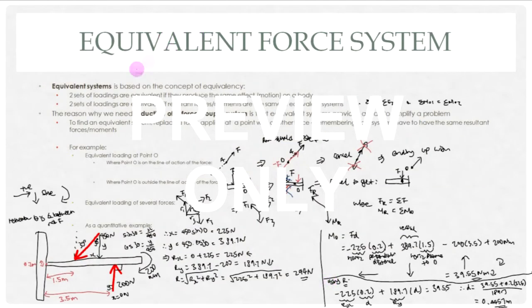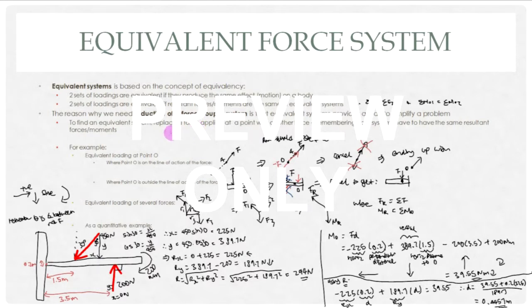Equivalent force system. So equivalent systems are based on the concept of equivalency. So two sets of loadings are equivalent if they produce the same effect or motion on a body, and two sets of loadings are equivalent if the resultant forces or moments are the same in the equivalent system. So that is, the sum of the forces before is equal to the sum of the equivalent forces, or the sum of the moments before is equal to the sum of the equivalent moments. The reason why we need to find the reduction of a force couple system is that equivalent systems provide a way to simplify a problem.